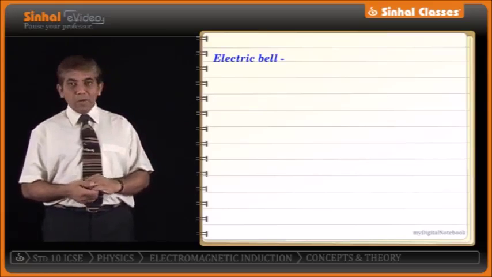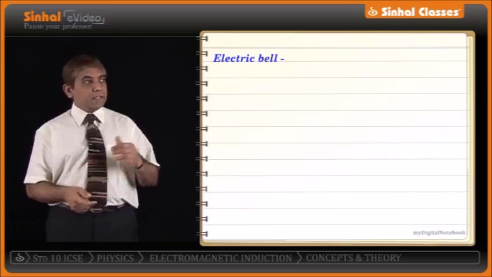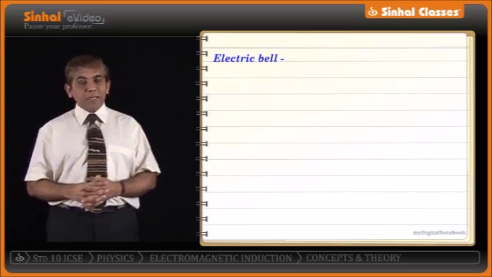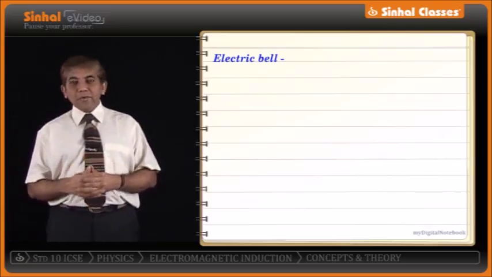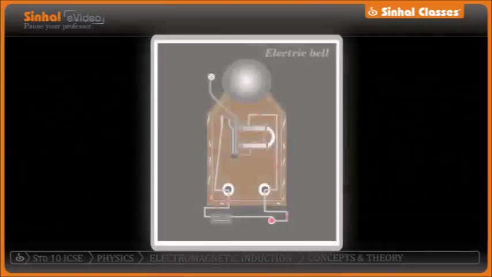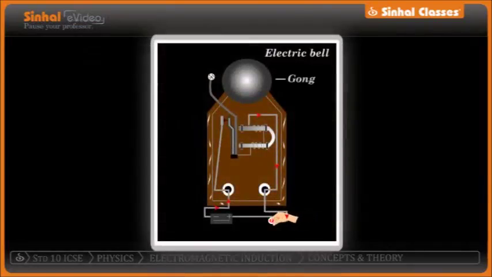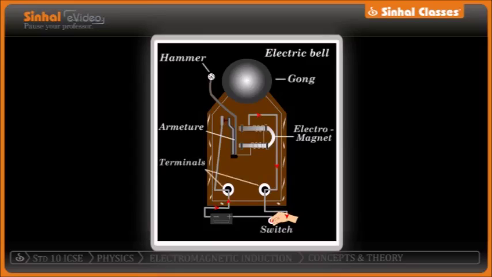Well, for a know-how, it must be a new concept. But yes, it does use the concept of electromagnetic induction. Let's see how this is done. As far as the bell construction is concerned, we have the gong, we have the hammer, we have the armature, we have an electromagnet that is being connected, and then we have the two terminals along with the switch. What happens in this case? When I press the switch while pressing the doorbell, I see that the current is made to flow through the electromagnetic coil.